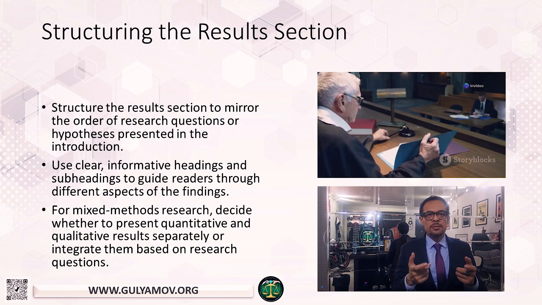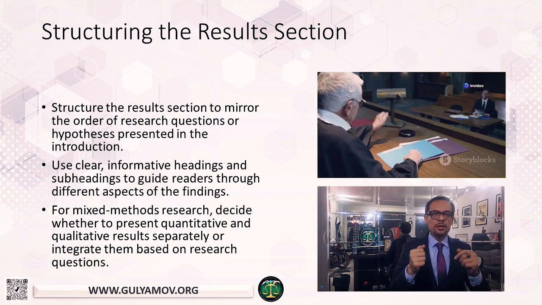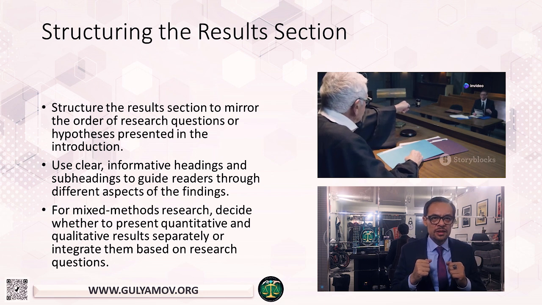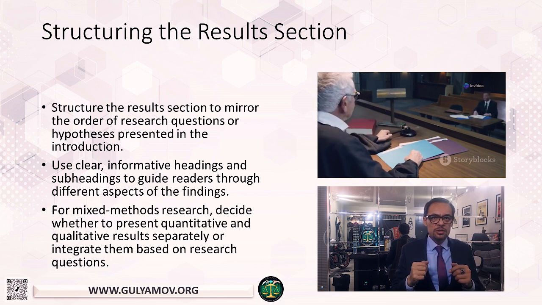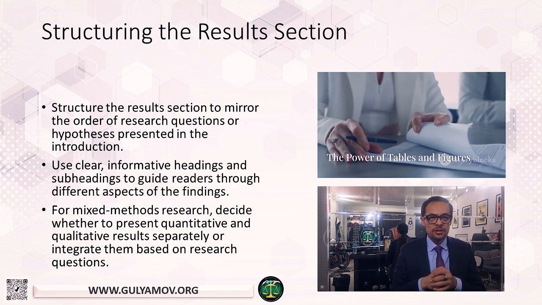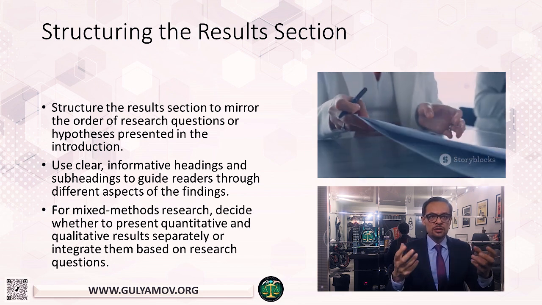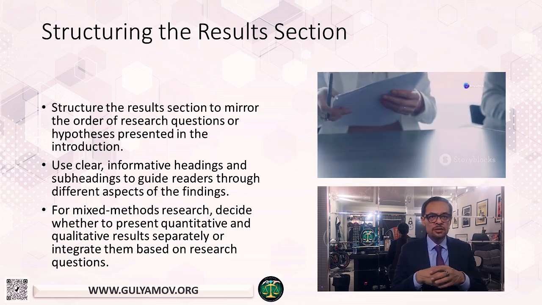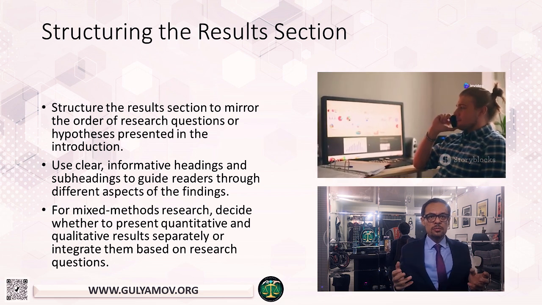Structuring the results section. Structure the results section to mirror the order of research questions or hypotheses presented in the introduction. Use clear, informative headings and subheadings to guide readers through different aspects of the findings. Begin with a brief overview of the section's contents, then present results in a logical sequence, typically from most to least important.